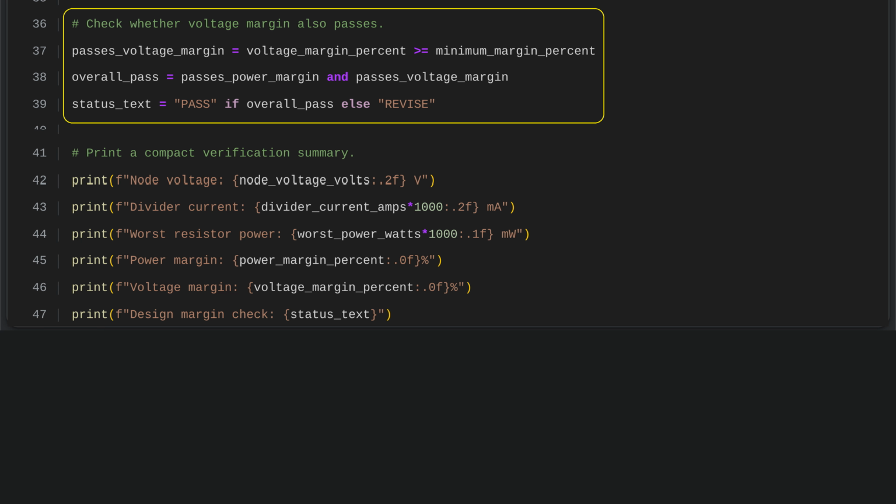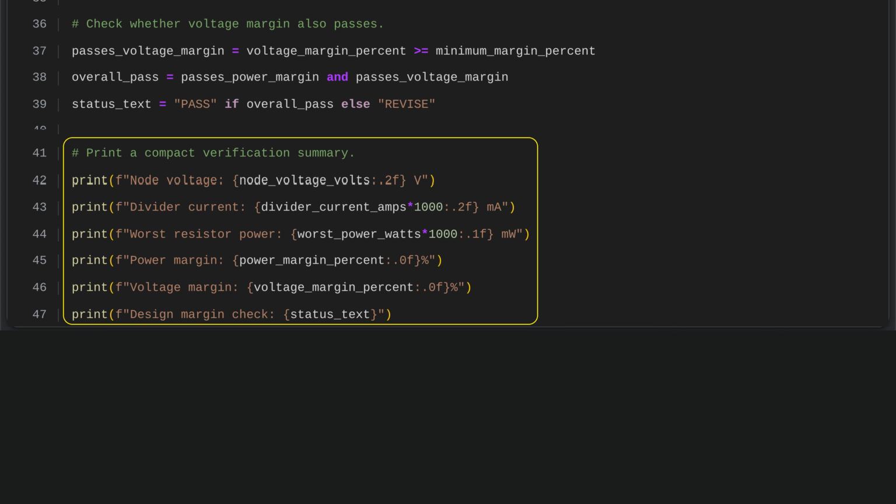The code checks whether the voltage margin meets the minimum requirement, then combines that result with the power margin check. If both margins are adequate, the design passes. If either one is insufficient, it needs revision. This final status shows whether the design margins are acceptable.